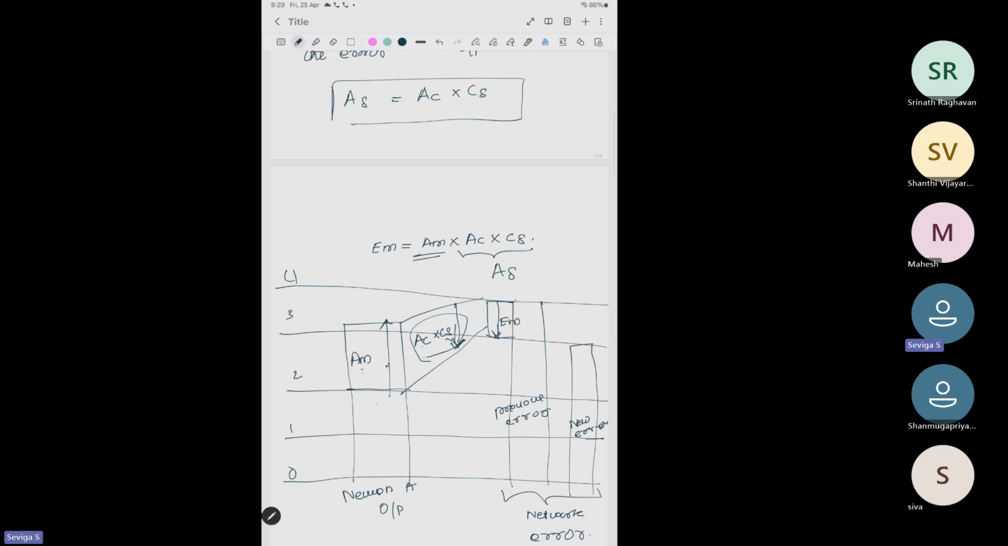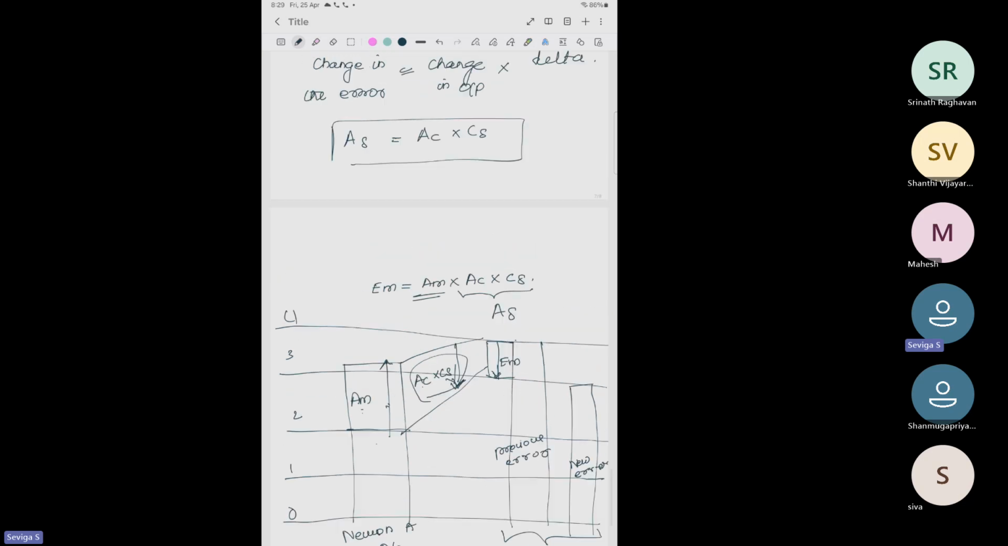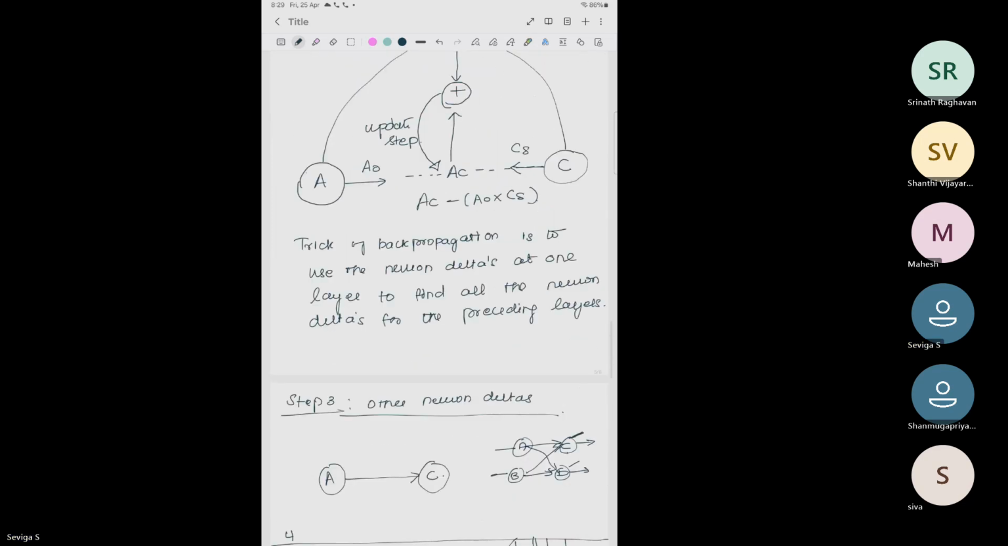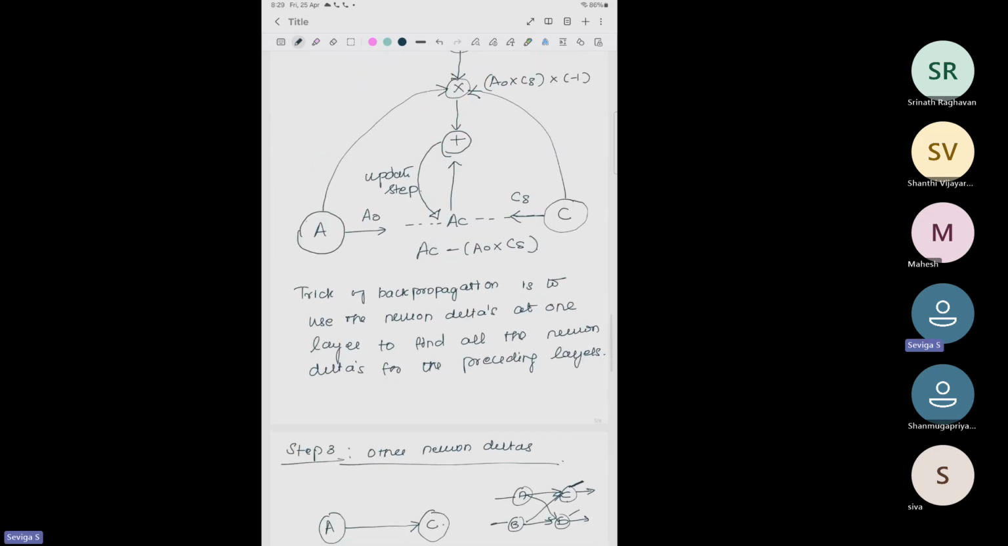So this is what is the back propagation algorithm. Back propagation algorithm means from the back you are coming. From the back, first you find the deltas for the output layer, and then using those output layer deltas, you find the deltas for the hidden layer. So now we have found the delta. Still remember, we are looking only at one edge, A and C. This is the only connection we are looking at. We are not looking at the other connections. Is it clear?